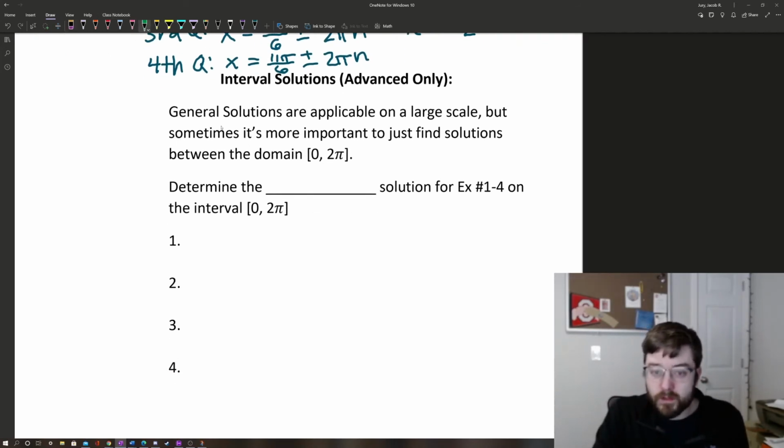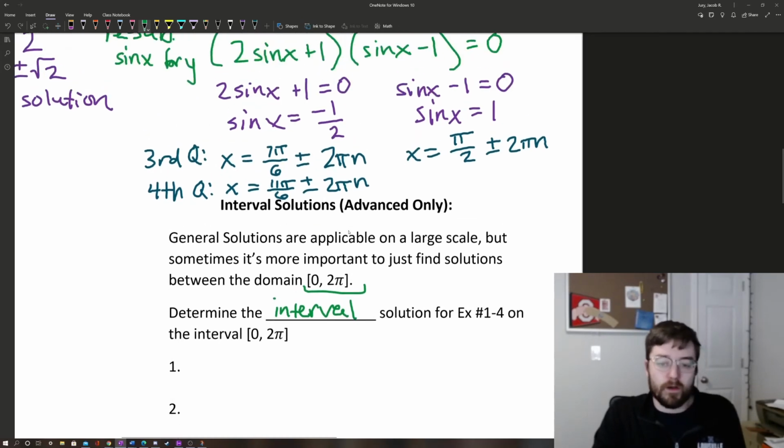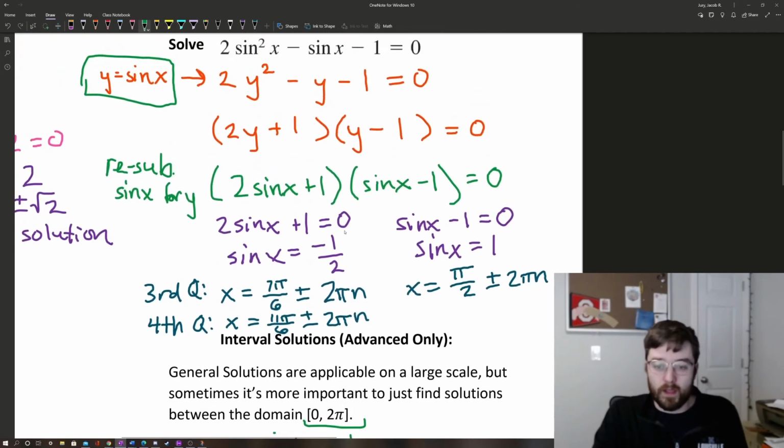When we're looking for interval solutions, it's because we want to know some specific solutions that happen in just one cycle of the domain of these functions, typically between 0 and 2 pi. So we want to know the interval solution to examples 1 through 4 on the interval 0 to 2 pi.